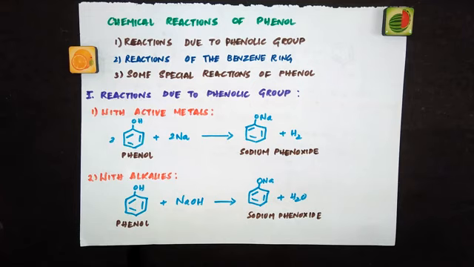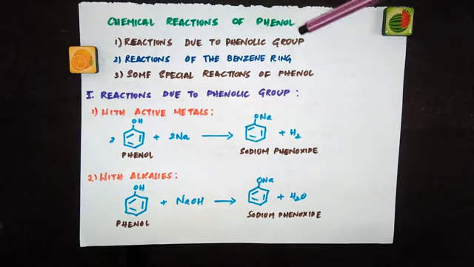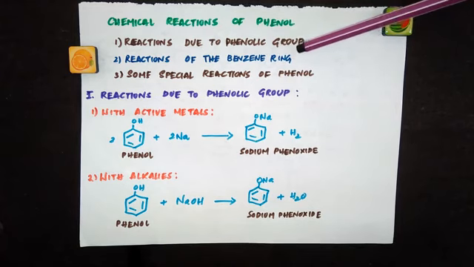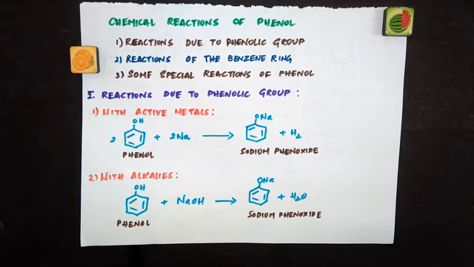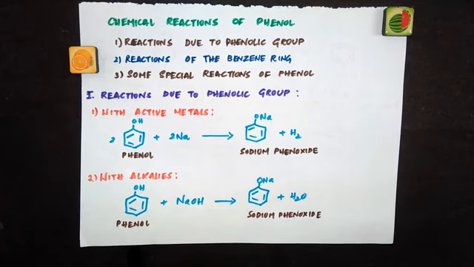Just like alcohols, you can categorize the chemical reactions of phenol into these three categories: reactions due to phenolic group, reactions of the benzene ring, and some special reactions of phenol. First, let's start with the reactions due to phenolic group. We have seen a reaction in this category when we discussed the acidic nature of alcohols and phenols. We have seen phenols are weakly acidic in nature, but compared to alcohols, phenols have more acidic strength. And we have discussed all those reasons.